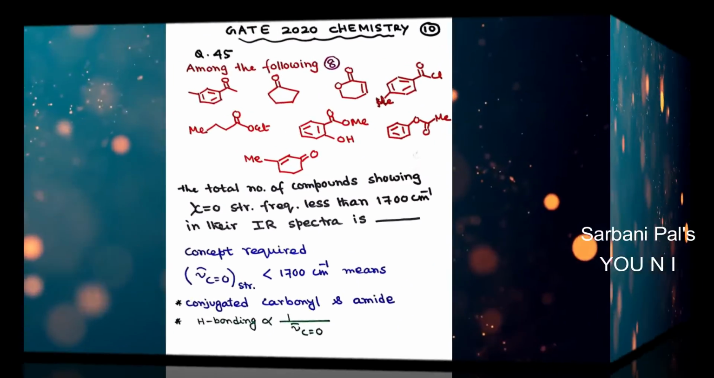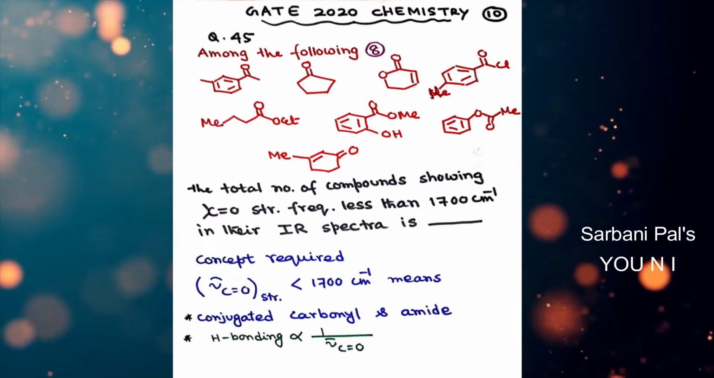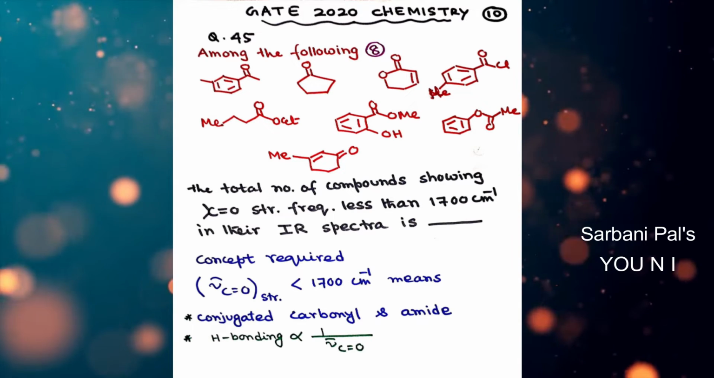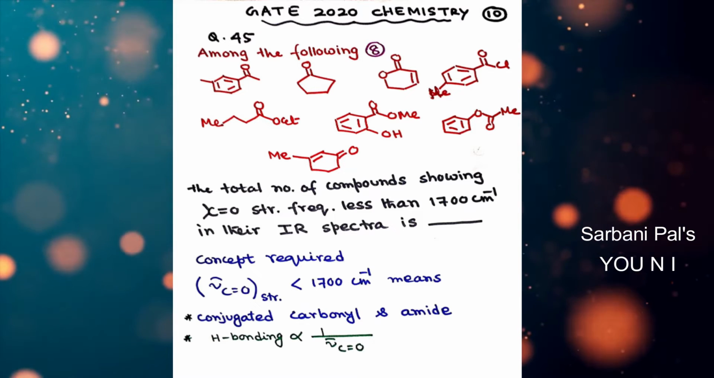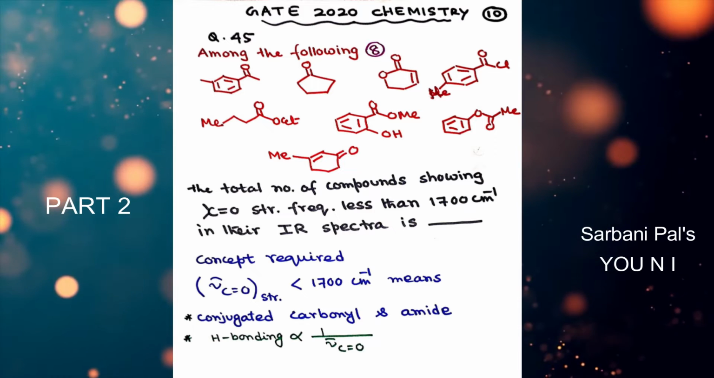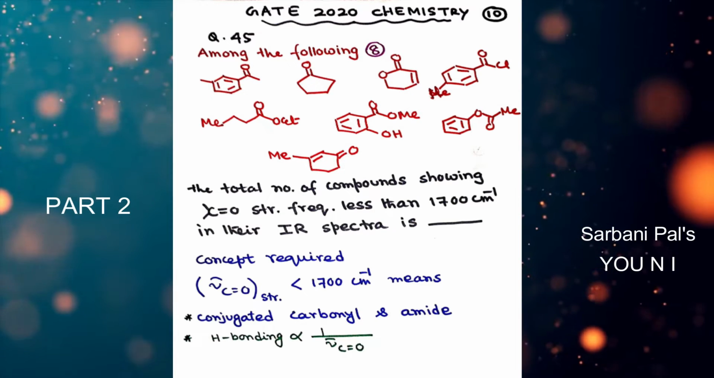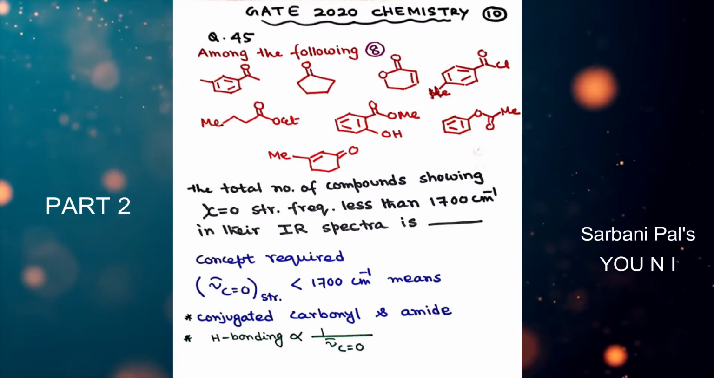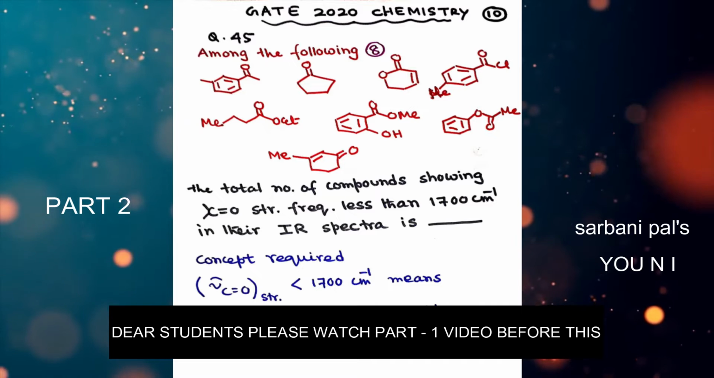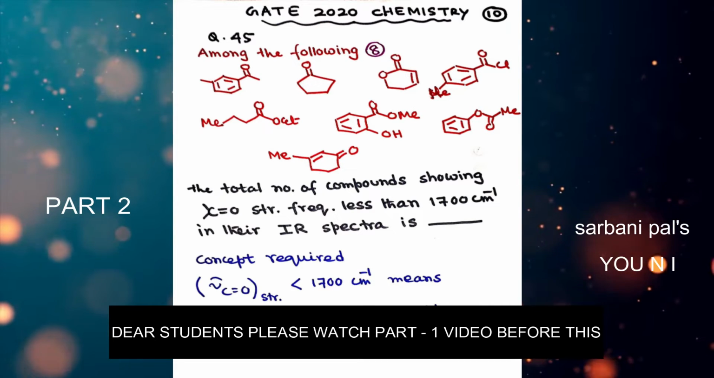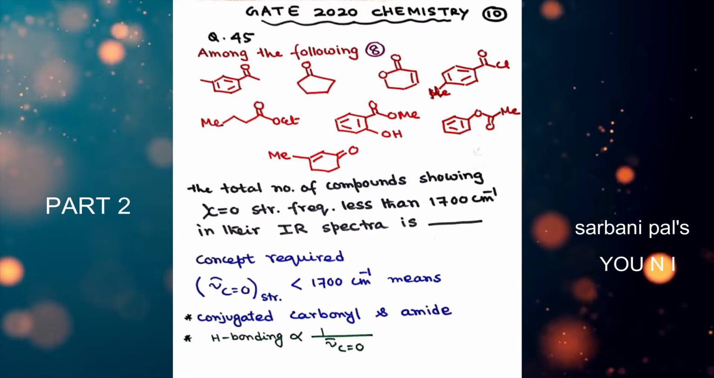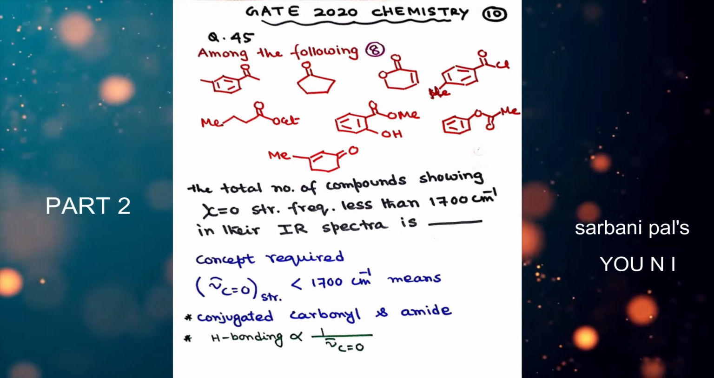Now let us come to the GATE 2020 chemistry question number 45. Here in this question they have given 8 structures, and all these 8 structures contain various types of C double bond O, and the question is, after investigating these 8 structures, we have to answer the total number of compounds showing C double bond O stretching frequency less than 1700 centimeter inverse in their IR spectra.